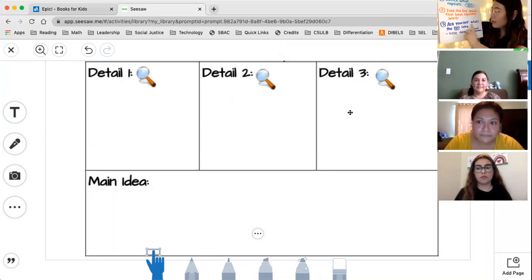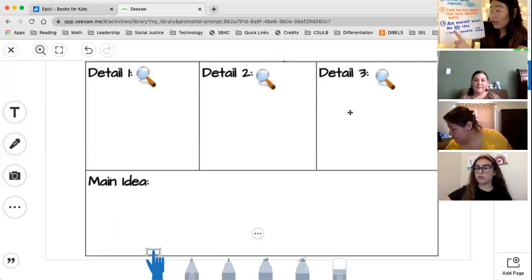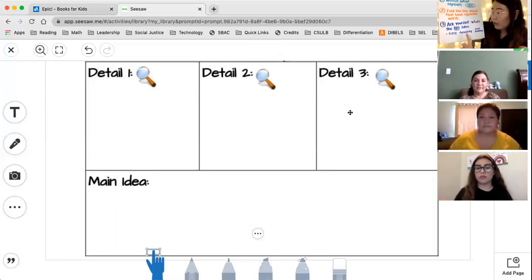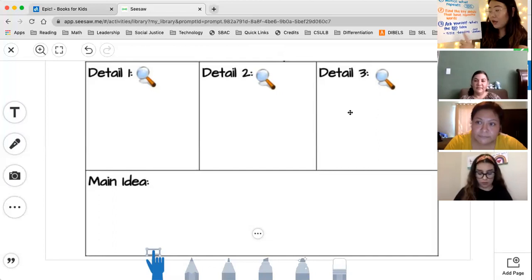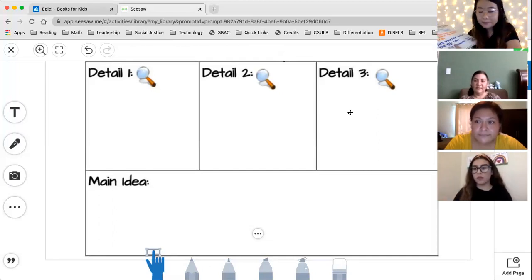And when we ask ourselves what the big idea is, we have a lot of things that can give us clues. We can look at the title of the book, we could look at the heading, which I'll point out later, or we can look at the first sentence as well. These are some things that authors like to put in there to help you as a reader really understand what's going on.